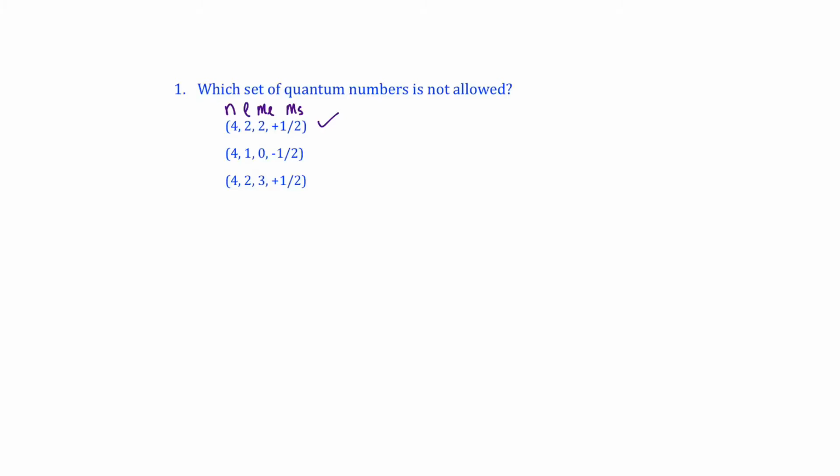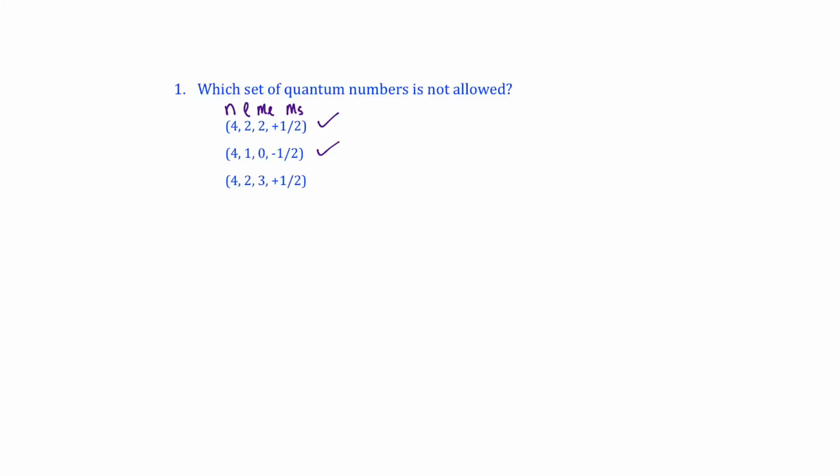All right, let's look at the next one. Once again, we have n equals 4. That's always allowed. Possible values for l for n equals 4 are, again, 0, 1, 2, or 3. So that 1 is just fine. Our possible values for m sub l for l equals 1 are minus 1, 0, plus 1. So that 0 is okay. And we have a minus 1/2 for our spin, which is okay. So again, I'm going to give a seal of approval to that set of quantum numbers. I don't see anything wrong with those.